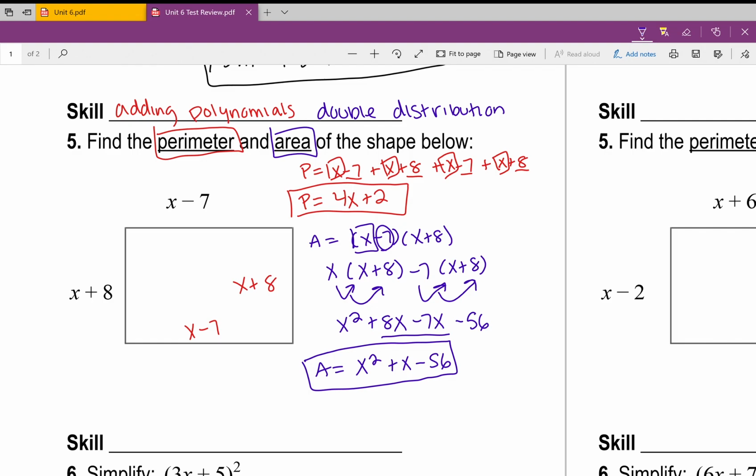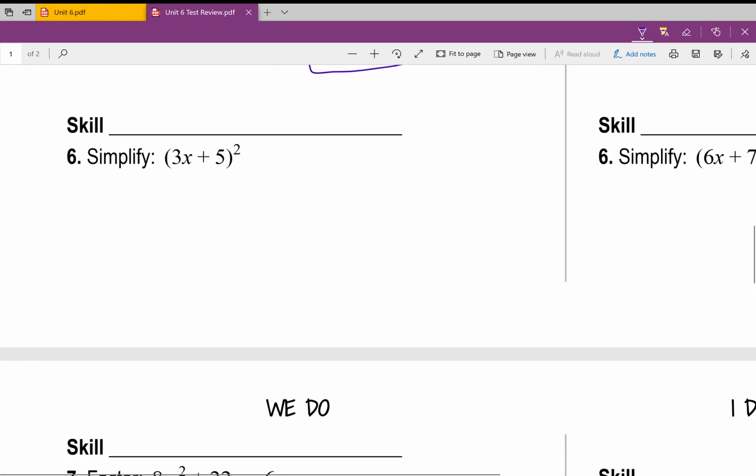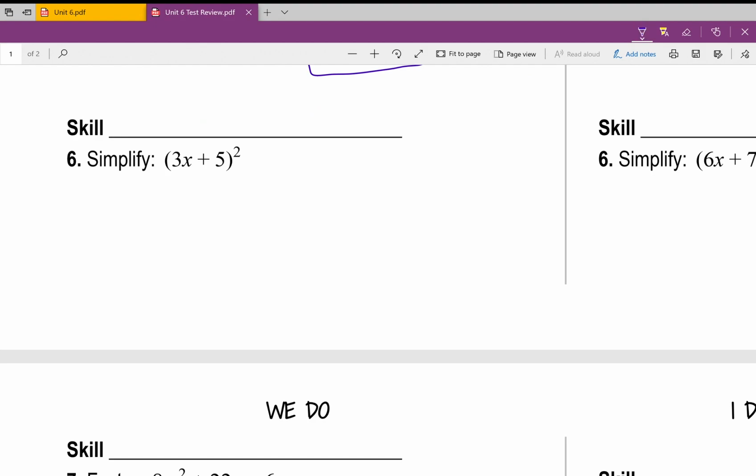Okay, let's look at number 6. Number 6 is a double distribution problem.